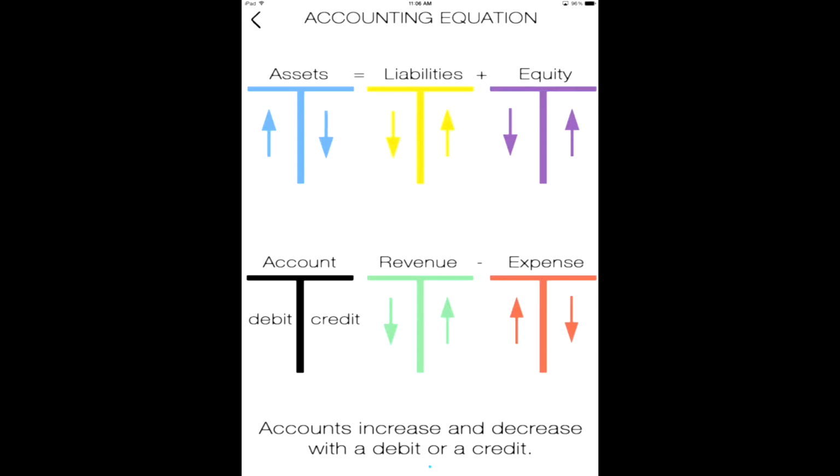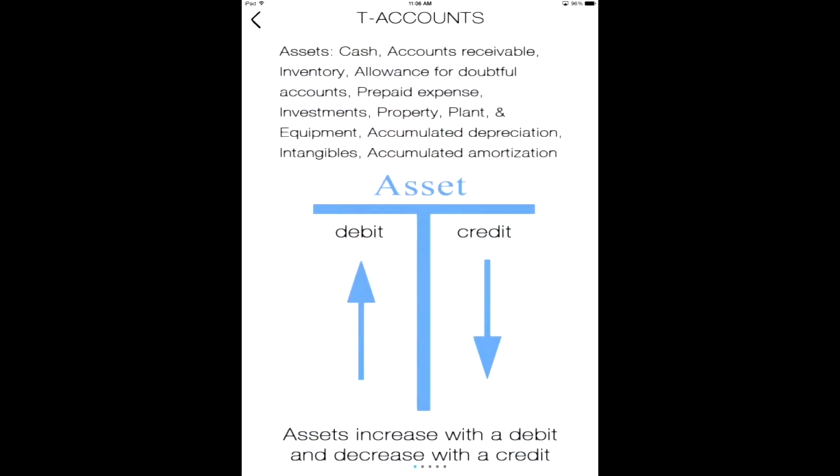You'll notice at the bottom left, you'll see the account T, with the debit on the left, credit on the right. So accounts can either increase with a debit or with a credit. So let's start with cash. We all know what it is. It's an asset. So looking at the top left, cash increases with a debit and decreases with a credit. Now bottom right, expenses increase with the debit and decrease with a credit.